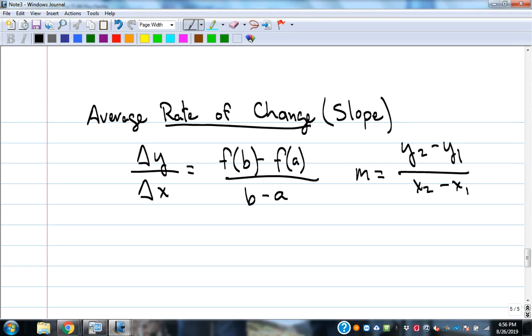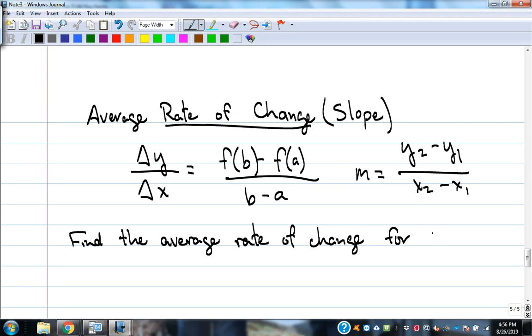So when we're dealing with a function, and it asks us to find the average rate of change for f of x over the interval [1, 3].